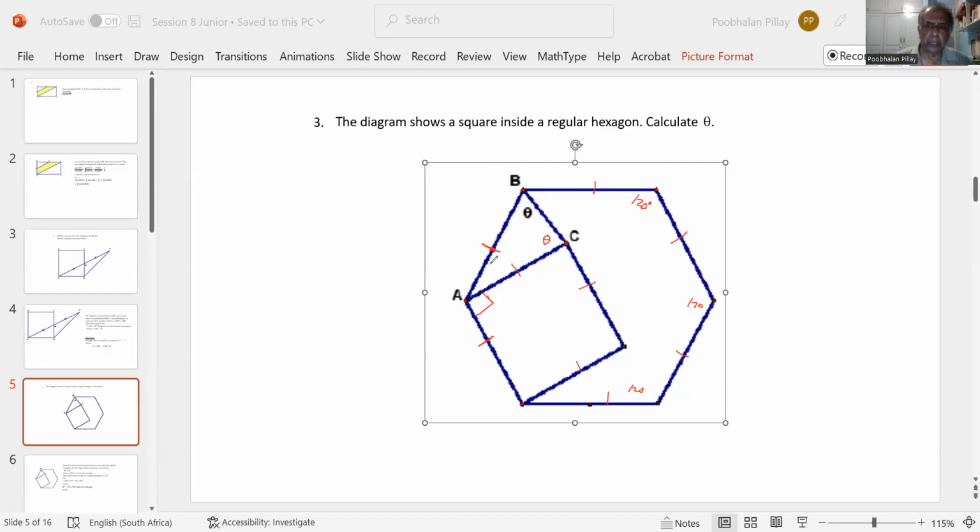Once you know this angle, then theta is easy because the three angles of a triangle add up to 180, and these two are equal. So you can say 30 plus 2 theta is 180. You have a nice equation. When you solve for it, you get theta equal to 75 degrees. So that's the answer to question 3.